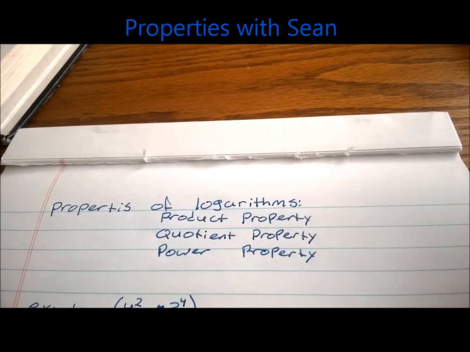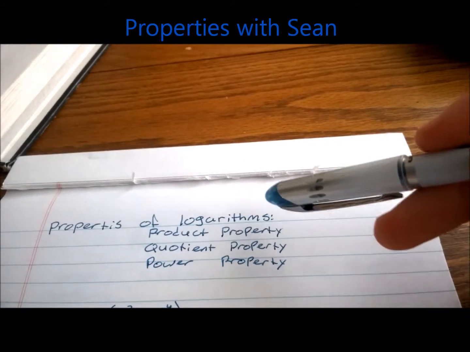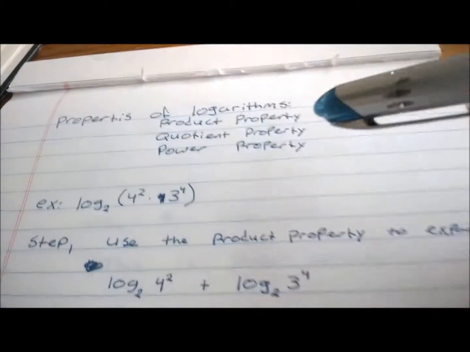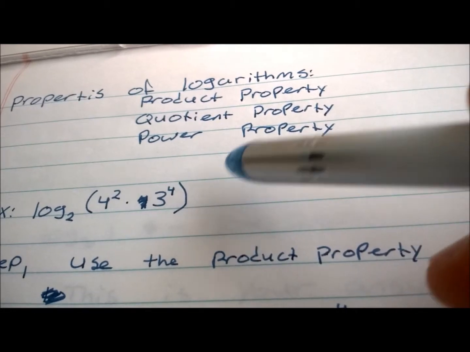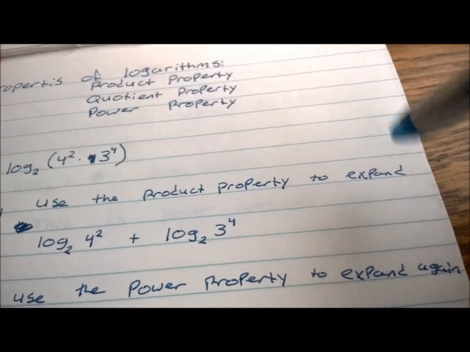Today we're going to be using the properties of logarithms to expand logarithmic functions, using the product property, quotient property, and power property. Our example is log base 2 of 4 squared times 3 to the 4th.